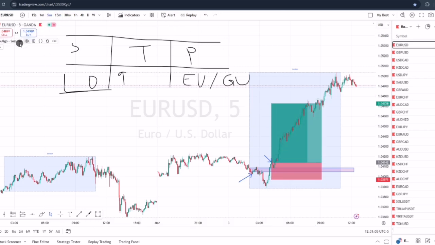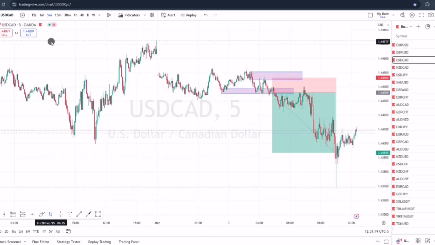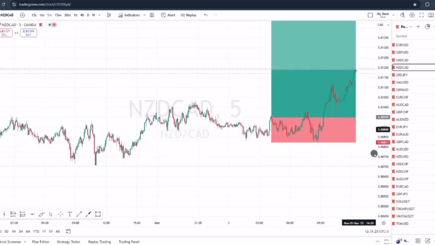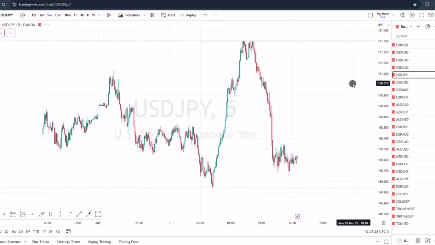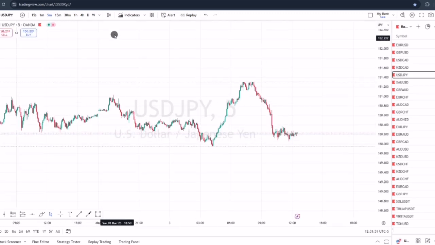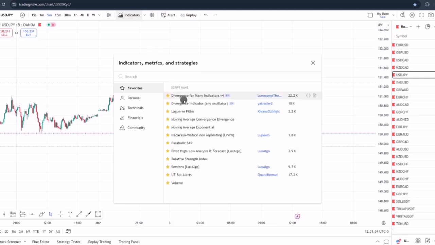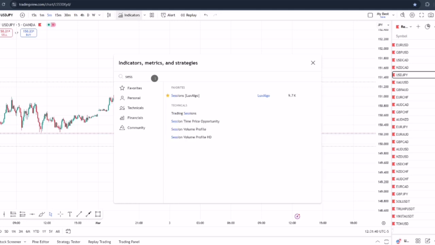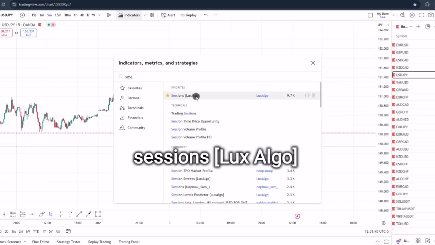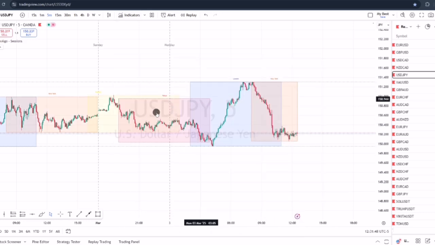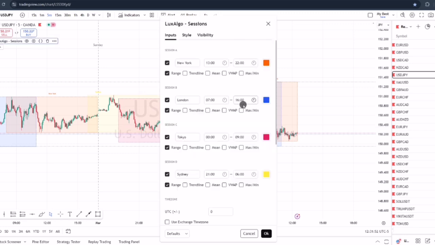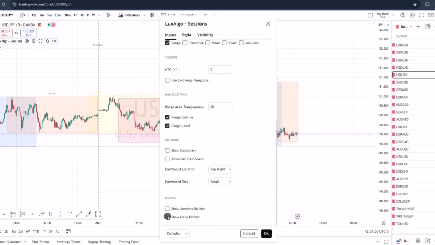Maybe I can show you how to set up the indicator. Let's delete this one and go where there's no trade. You go to indicators and look for Sessions by LuxAlgo. You can type sessions, it's this one, Sessions [LuxAlgo] in square brackets. You just click and then close. This is what shows up. You go to the settings, scroll to the bottom, and remove the daily divider.